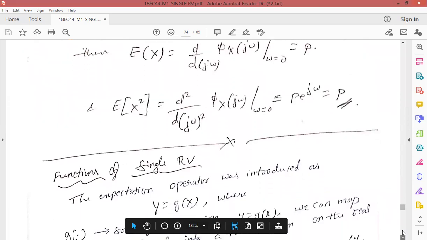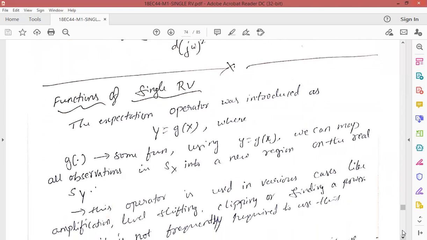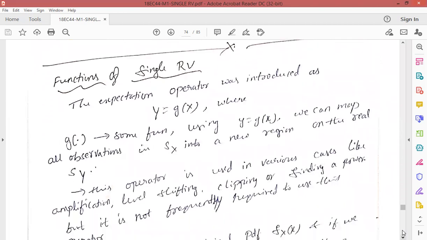So in the next class, we'll discuss the functions of a single random variable. Two more topics are there: functions of a single random variable and conditioned random variable. I'll be completing the theory part of these two, and then we'll take up the problems on the characteristic function, functions of a single random variable and the conditioned random variable.